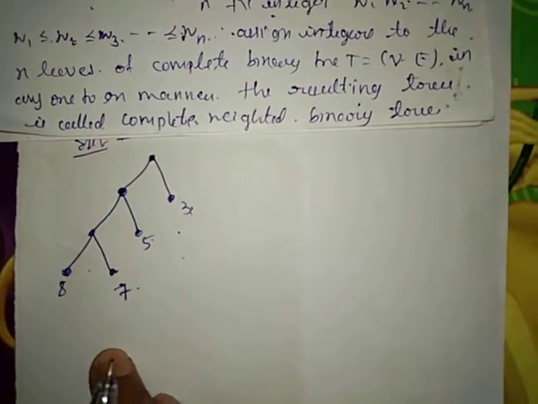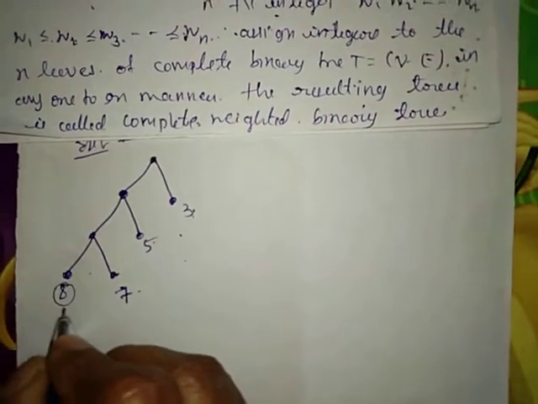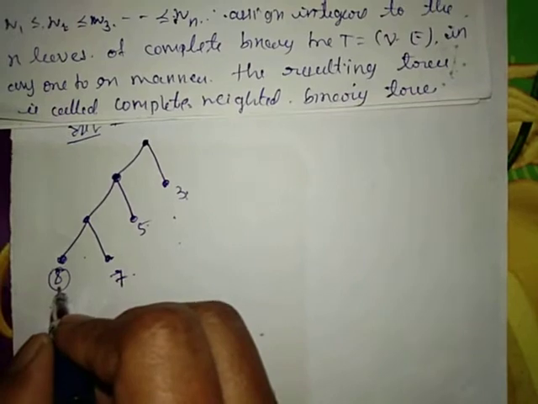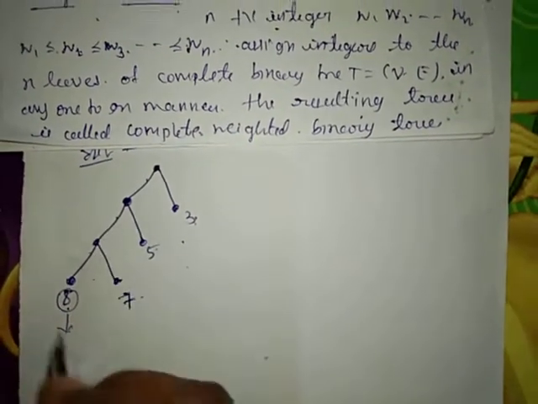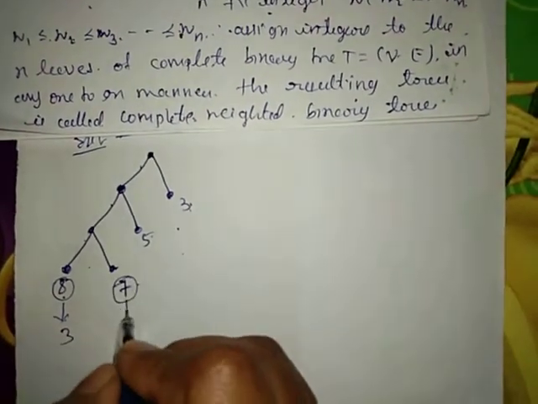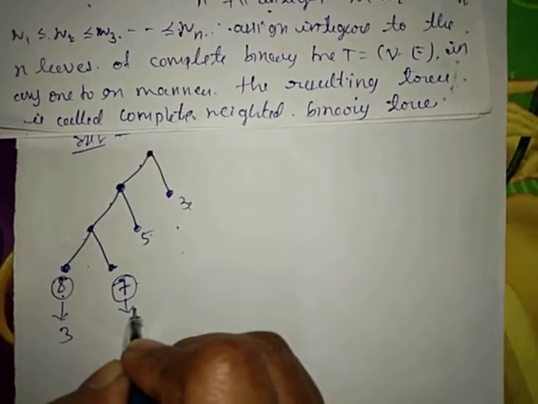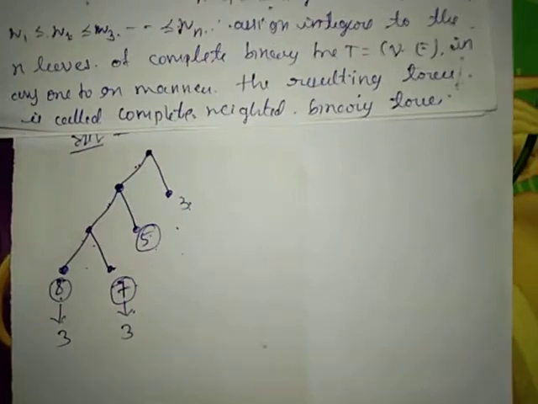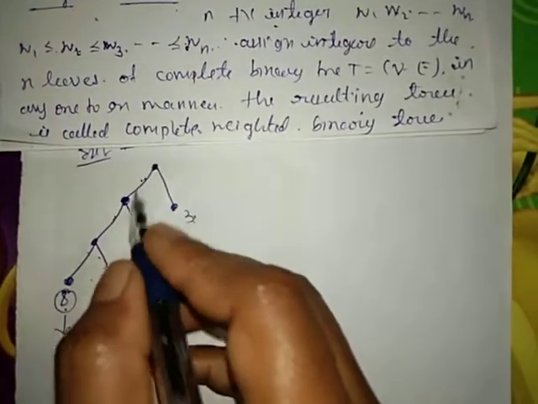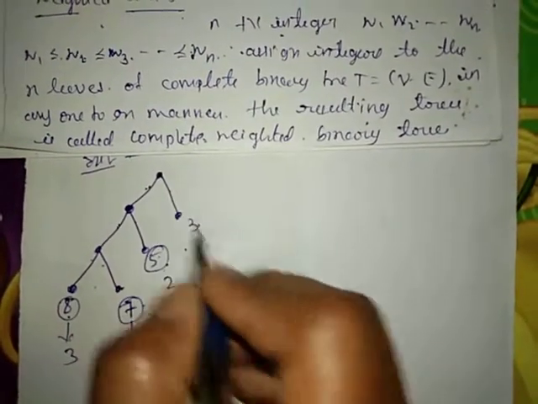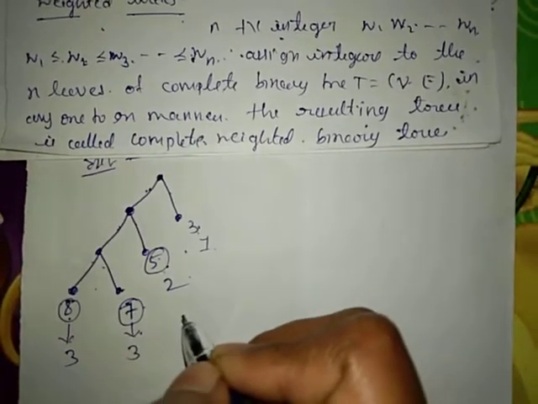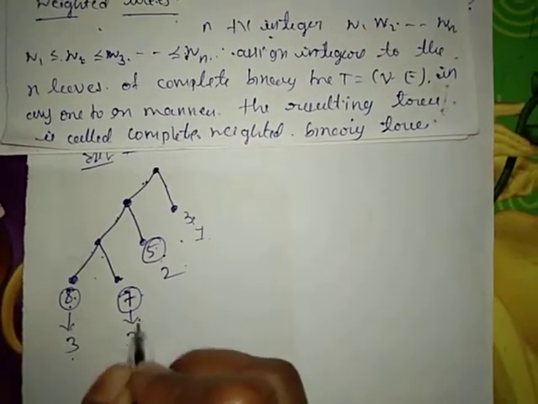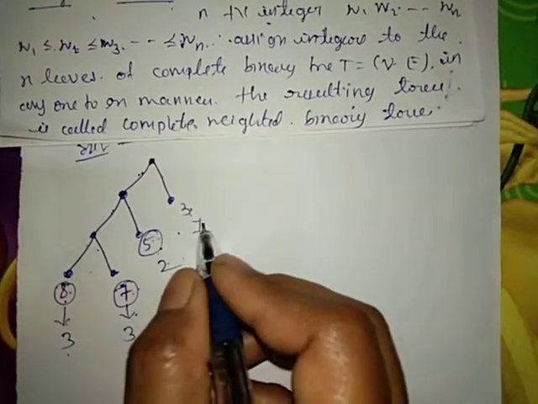First we have to find out the level number of the leaf 8. For this weight, the level number is 1, 2, 3. For the next one, the level number is 1, 2. For this one, the level number is 1. Clear? This is the level number of the 8, of the 7, of the 5, and of the 3.